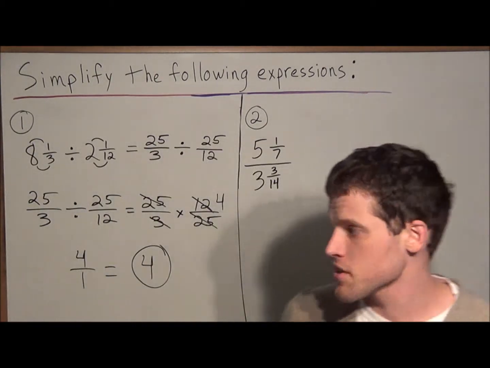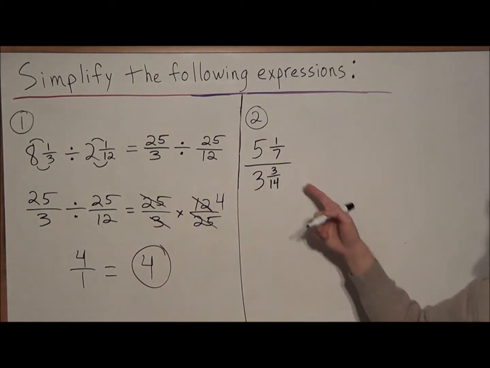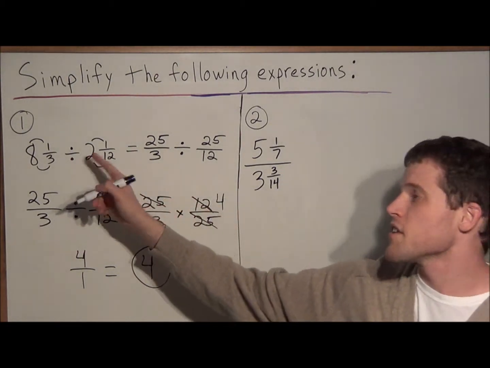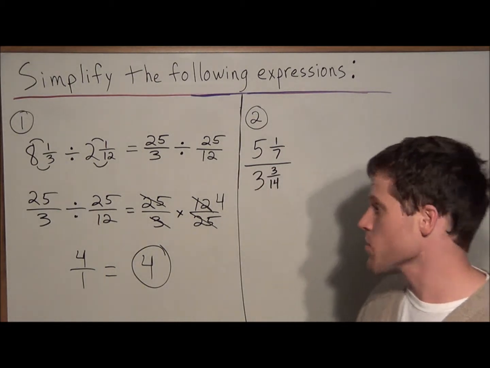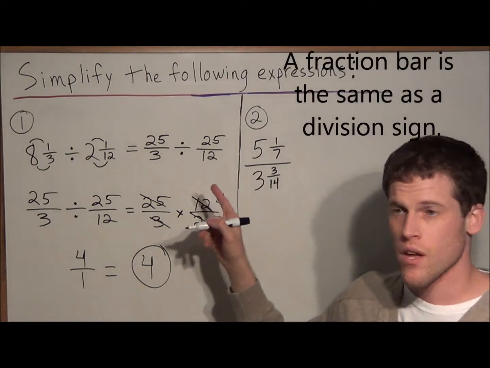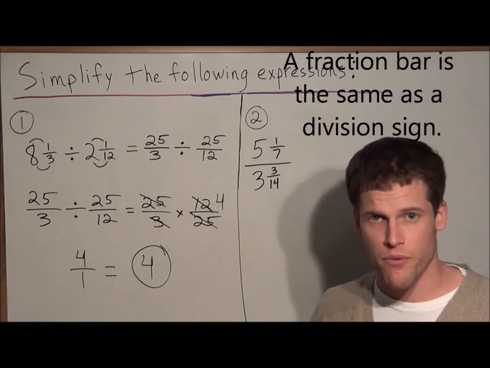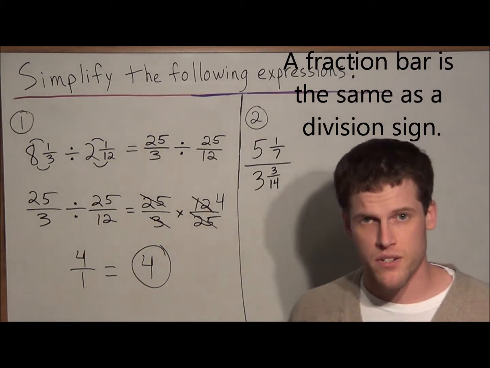Now this time, dividing the mixed numbers, they weren't written with the division sign. Now it was written over a big fraction. So what we want to do is the same thing. We're going to convert these mixed numbers into improper fractions, and then we're going to use keep, change, flip again.